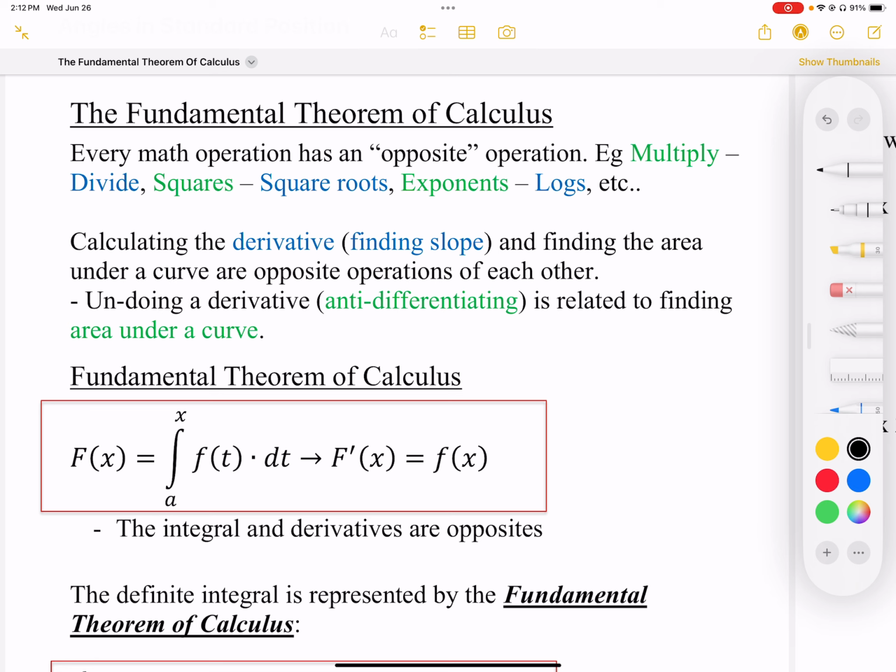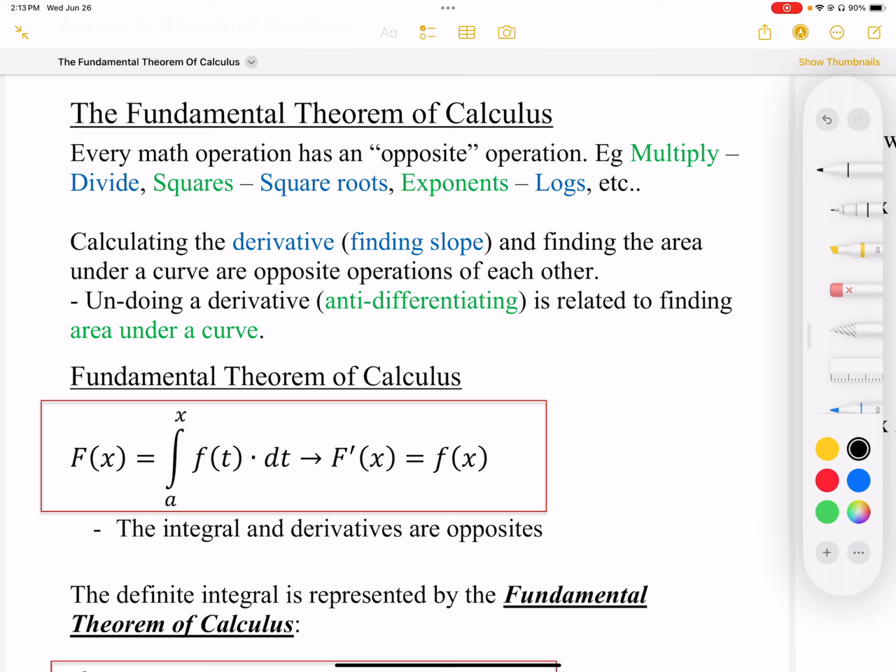So to start with, to understand the fundamental theorem of calculus, we should think of a big idea in math, which is that every math operation has an opposite. For example, times, divide, square, square root, exponents, logs. So in calculus, we can differentiate things, which is finding slope, and that finding slope has an opposite operation. And we can get that opposite as an antiderivative.